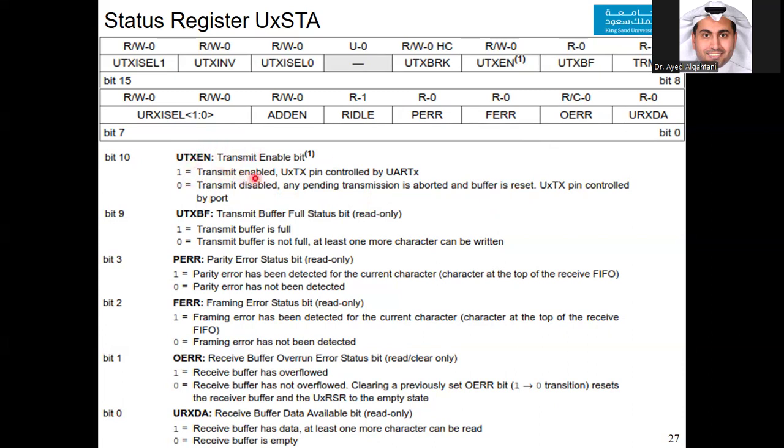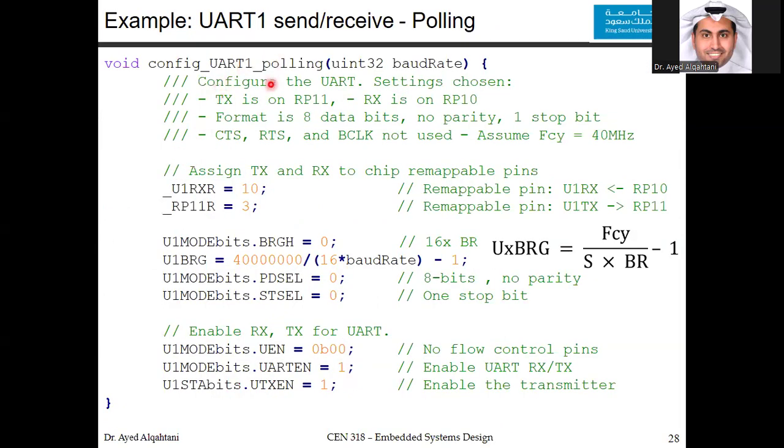If it is 1, transmit is enabled, and then this pin, which is the transmission pin, is controlled by the UART, and you can transmit now serially, bit by bit. There are other status bits here, but we only focus on these. And now we are ready to see the code, and we will show you the code in 2 methods. The 2 methods that we know, the polling method and the interrupt-driven method. We will start with the polling, followed by the interrupt-driven.